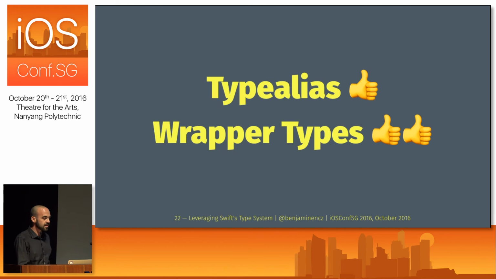So type aliases are a good tool if you want to improve the documentation of your code and make your types really describe what your program wants to do. But wrapper types are even better because they leverage the type system in that you actually create a new type, and you can even create validations on top of these types.